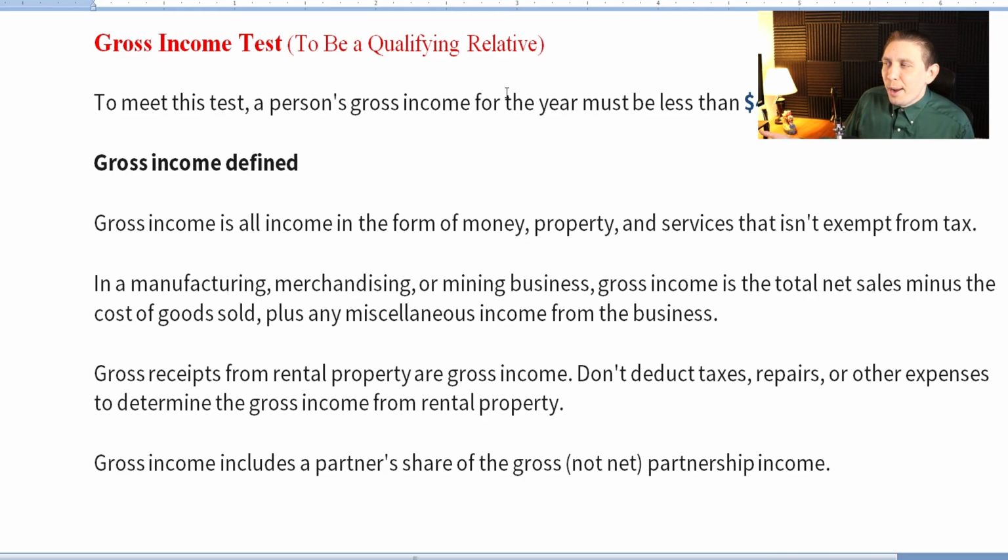Gross receipts from rental properties are gross income. Don't deduct taxes, repairs, or any other expenses to determine the gross income from a rental property. Maybe that's the only thing they have. Maybe that's the only type of income they get. But it's based on gross income, which for the most part, as you can see, will weed out probably 90+% of people that you're probably trying to claim as a qualifying relative.